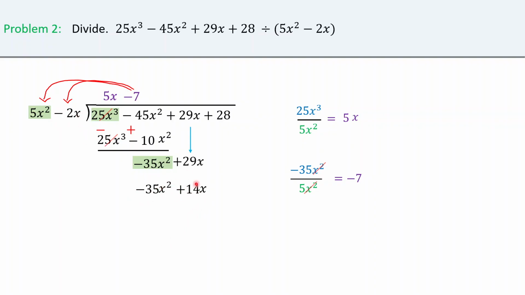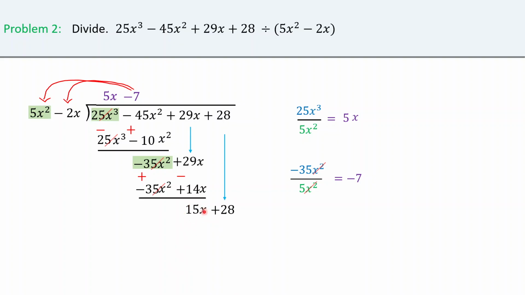Now change the sign. This is negative, change this to positive. This is positive, change this to negative. Now add: negative 35x squared plus 35x squared is 0. So cancel this out. Positive 29x minus 14x is 15x. Now bring this term down.